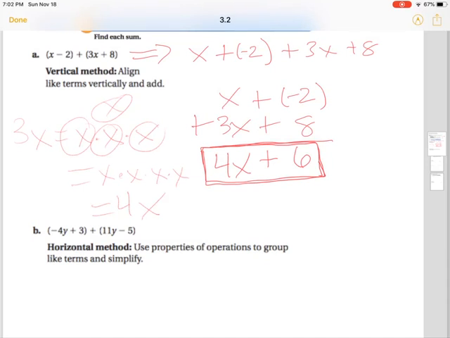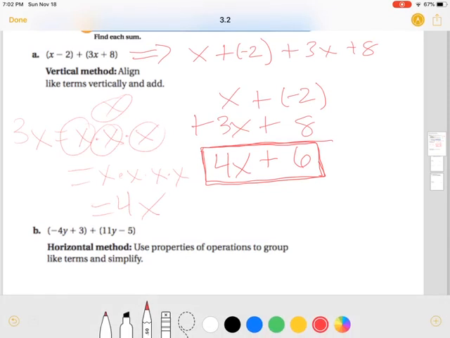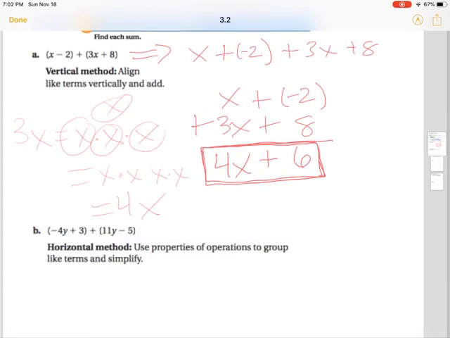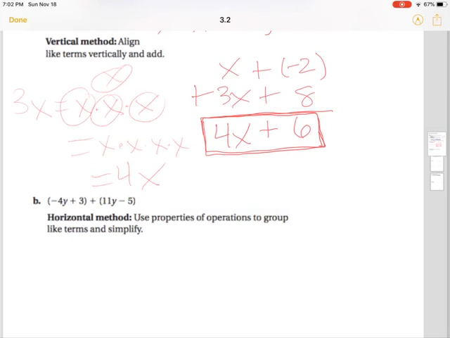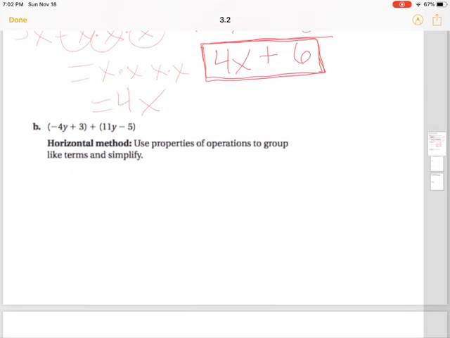All right, so that is our vertical method. So just lining up vertically our two addition problems, and then adding like we would normally if we had two whole numbers, just doing the same thing. The horizontal method is a little different. All this is doing is regrouping horizontally, and then simplifying.